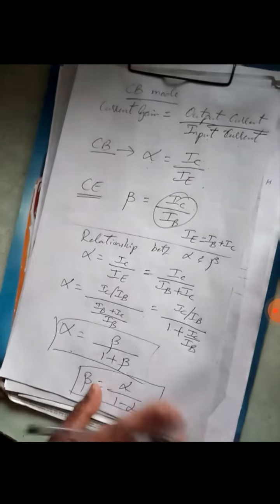Now we are going to see the transistor characteristics. Characteristics is nothing but how the transistor will behave, which we represent in a graph. Likewise, here I have two characteristics: one is the input characteristics and the other is the output characteristics.